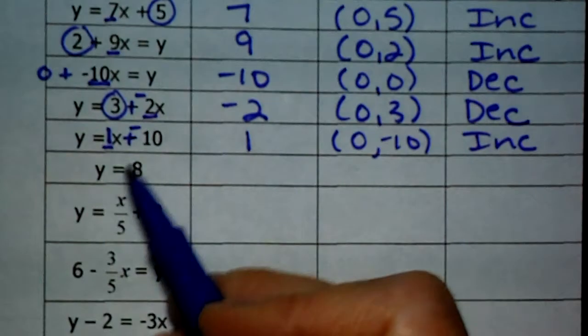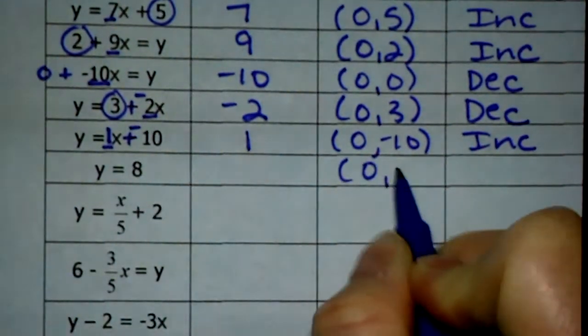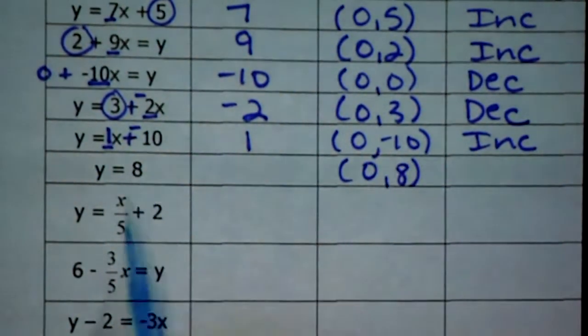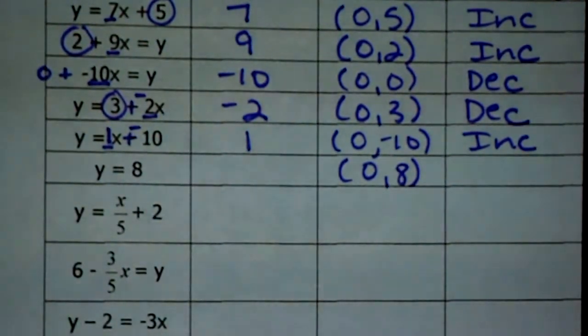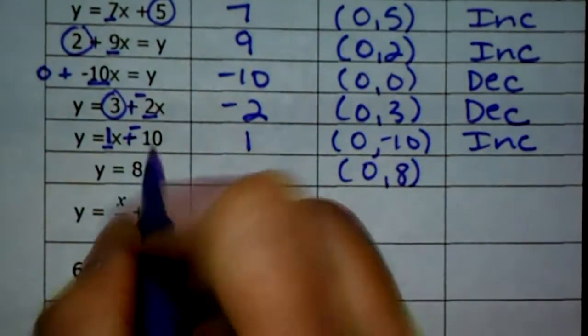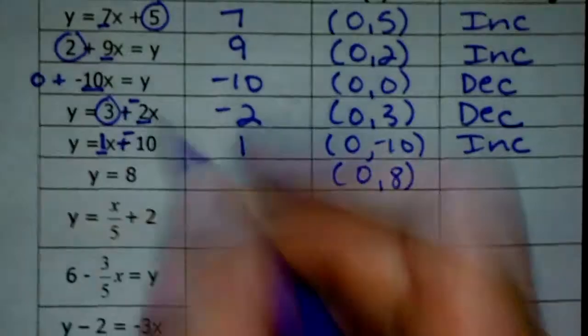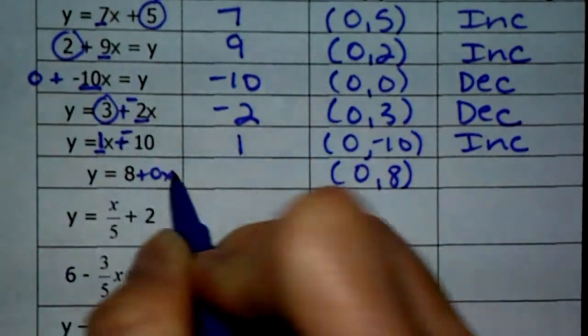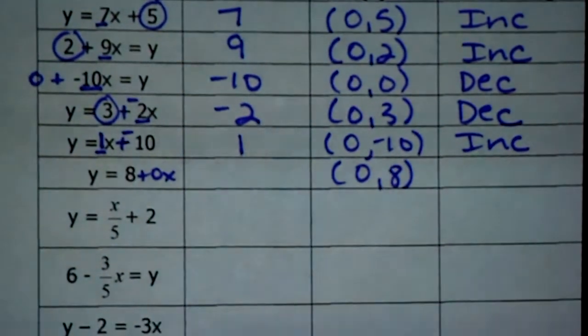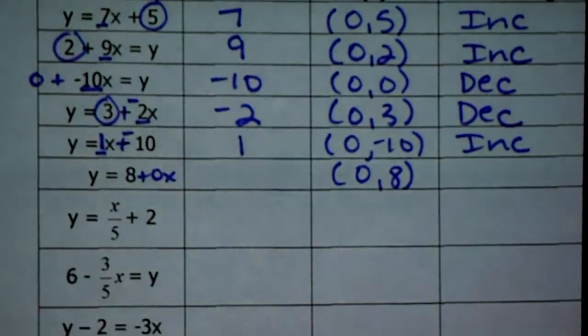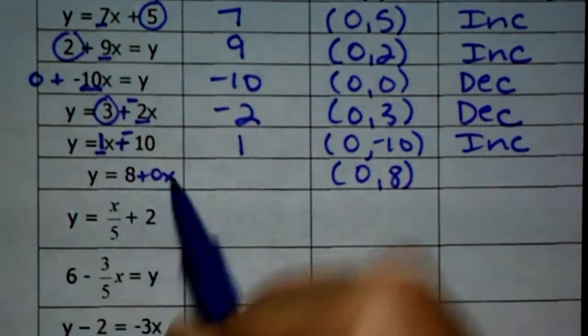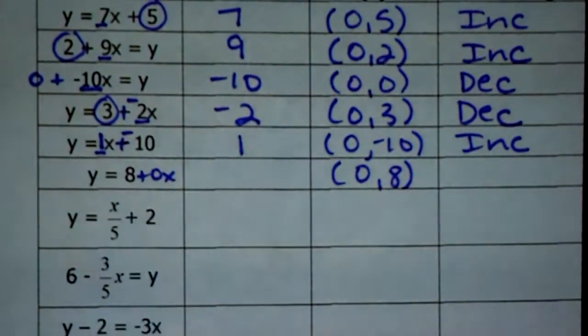The 8's all by itself, so I do know that makes that the y-intercept, right? The number by itself is the y-intercept. I don't see an x. When you don't see an x, let me ask you this. Just like here when we said plus 0 doesn't change anything, if I wrote plus 0x, would that change anything? No, multiplying something by 0 gives you 0, and adding 0 to 8 still gives you 8.